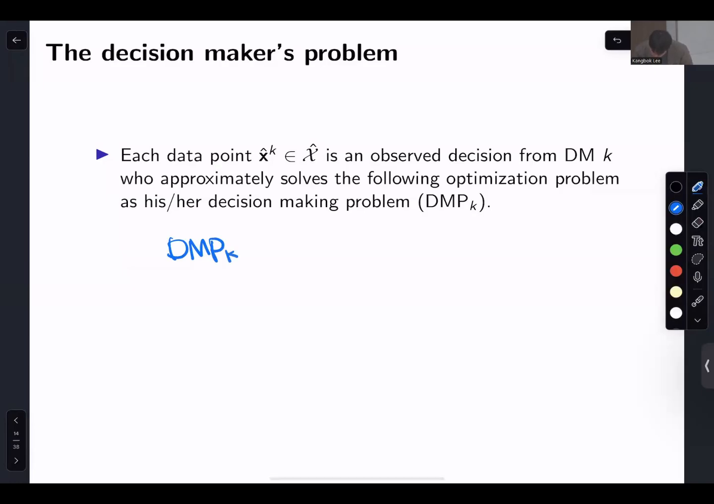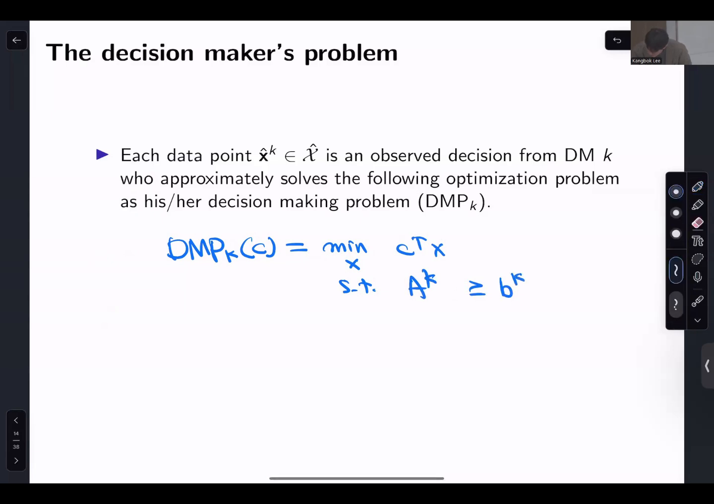DMPk. Okay, each decision maker k solves the following LP. It's just the typical general form of an LP. The catch is that your constraint parameters are indexed by k, so your feasible regions will differ across different decision makers, of course.